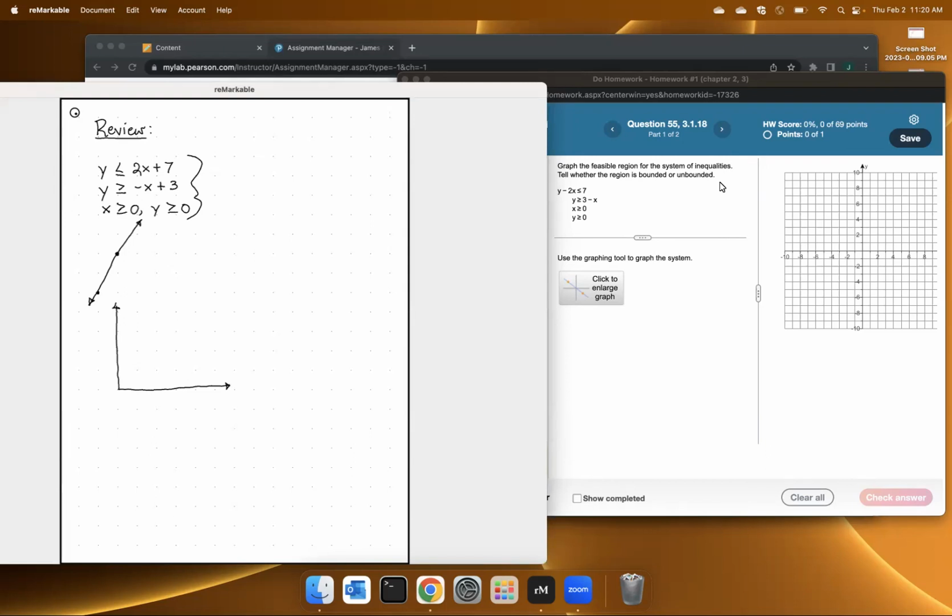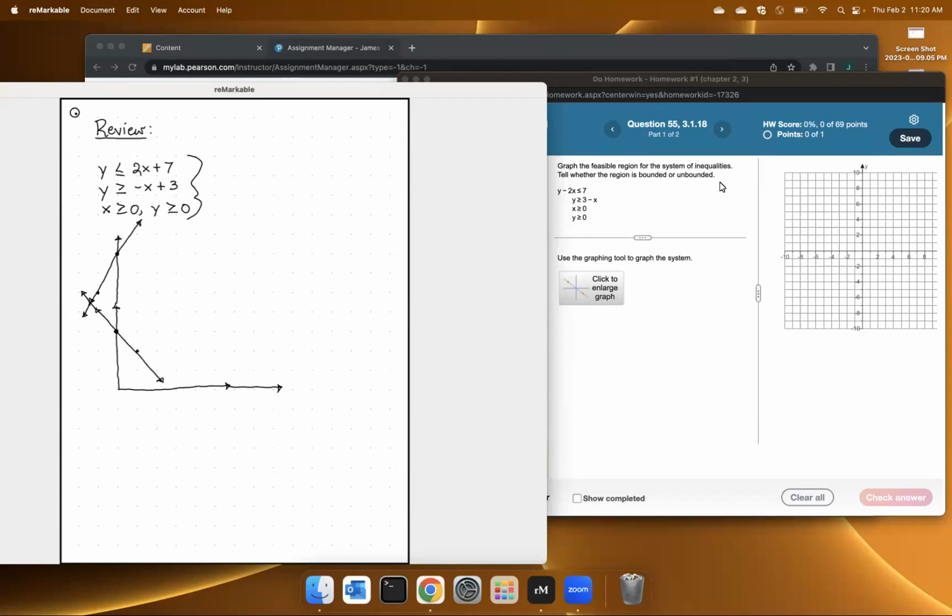That's our first line. The second line is negative x plus 3. So that's a y-intercept of 1, 2, 3. And then a slope of negative 1. So we go over 1 and down 1. The line looks like this. And then the last two equations really are just the x and y axes respectively. Okay, so let me extend this line a little bit.